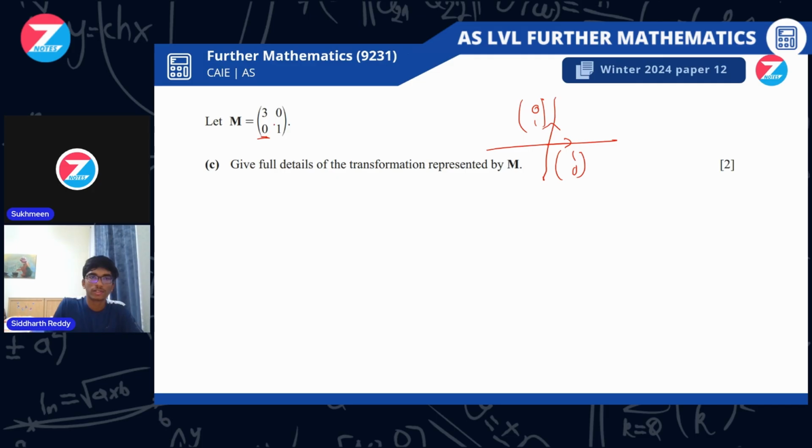So actually what the first column of the matrix represents is where the vector i hat goes. In this case, it's 3, 0, which means it will be stretched out like this. So any corresponding vector on the plane will also get stretched out like this. So this transformation is a stretch along the x-axis by scale factor 3.